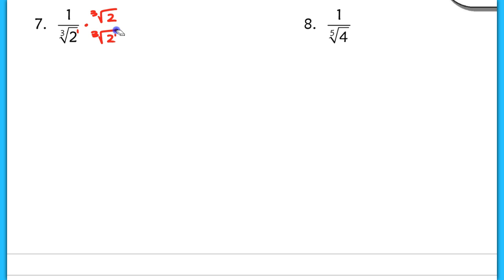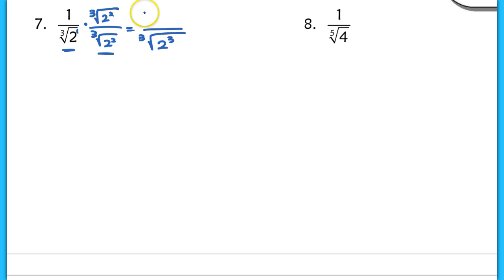So instead, we're going to multiply by something a little bit different. We're going to multiply by the cube root of 2 squared over the cube root of 2 squared. So this is still equal to 1, right? That value is equal to 1, so I'm not really changing the problem. I'm still multiplying by 1. But because I'm rewriting that as the cube root of 2 squared over the cube root of 2 squared, in the denominator, I can rewrite that as the cube root of 2 to the third. So I'm just adding again the exponents. So 2 to the first times 2 to the second gives me 2 to the third.